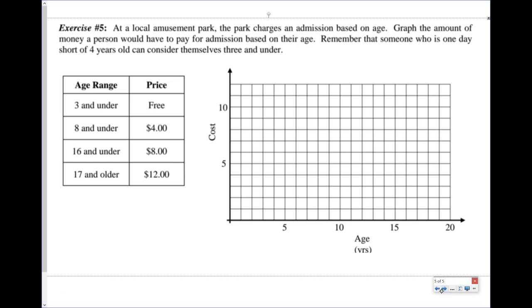Okay? And this is one I think you guys can all relate to. So let's read. At a local amusement park, the park charges an admission based on age. Graph the amount of money a person would have to pay for admission based on their age. Remember that someone who is 1 day short of 4 years can consider themselves 3 and under. So this is where step functions become very useful, when we talk about things like age, where you can't really have a decimal of age to work with.